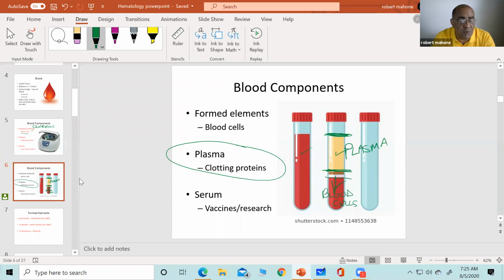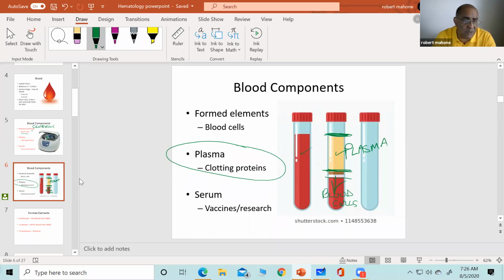So it's really simple to separate blood components in a basic laboratory, and medical assistants are going to learn how to do this in your lab classes. Not important for PCTs to be able to do this, but medical assistants, it'll be part of your lab classes, how to separate a blood sample and pull the formed elements out or to the bottom, and the yellow looking stuff up above that is called plasma.